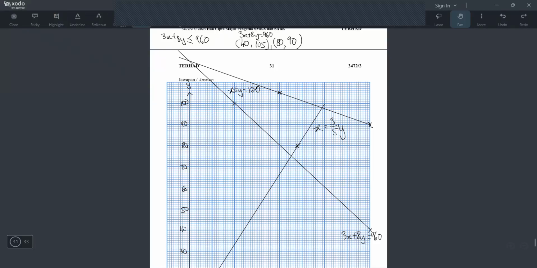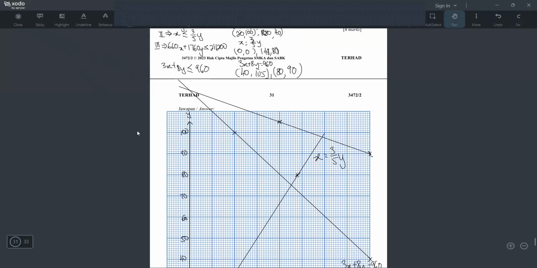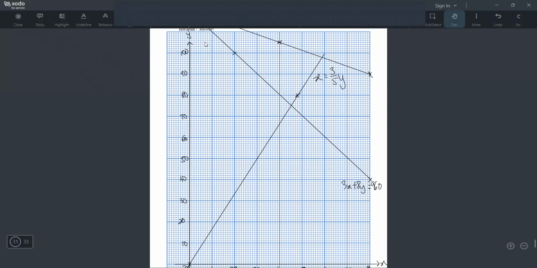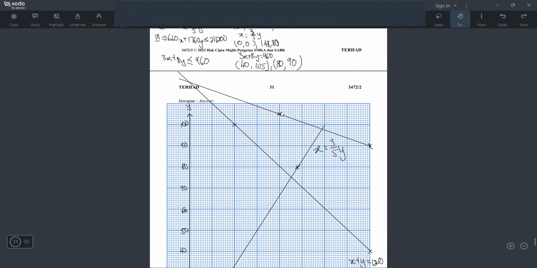The equation I don't want to write here, I want to write somewhere else. x plus y 120 is this line, right? Wait, why is this so confusing? x plus y 120. So 20, 100, 80, 40. Which line? This line, right? This one I sealed up already. This equation shouldn't be here. This is x plus y equals 120. And then this line, x equals 3 or 5, is this line.